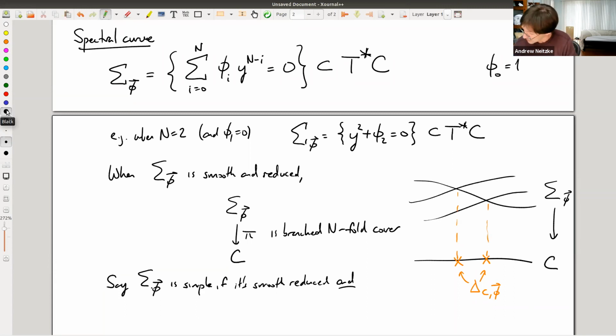Okay, so we'll say that sigma phi is simple if it's first of all smooth, reduced, and all ramification points are of index 1. So that's like the picture that I drew here. The sheets only come together in pairs.